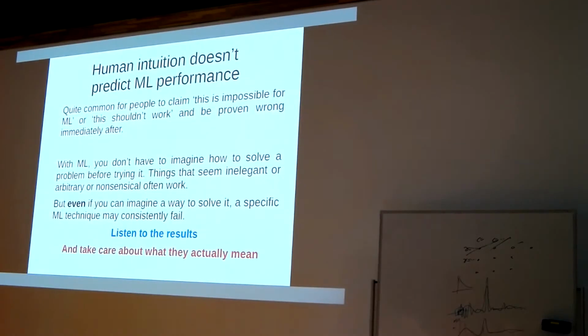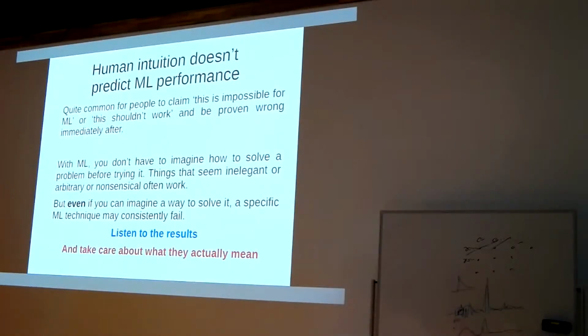The other thing is that human intuition doesn't really predict machine learning performance on the task. So if you think, how would I solve this task? Odds are the machine is not going to solve it the way you did. And very often the things that humans thought would be the easiest for computers were the hardest, and the things that humans thought were the hardest for computers were the easiest.